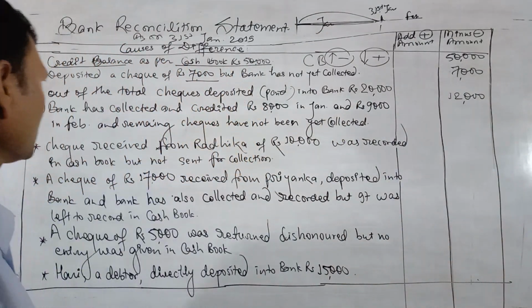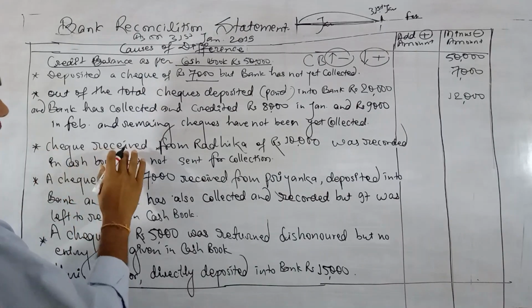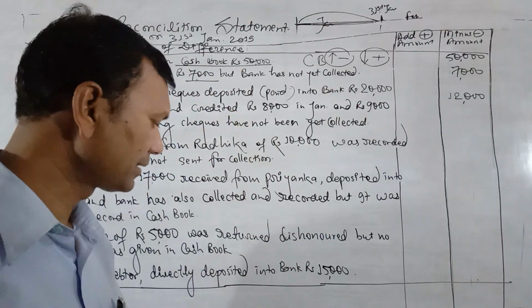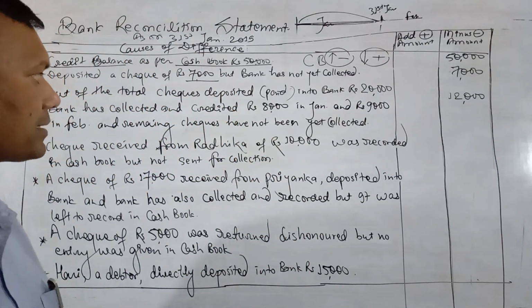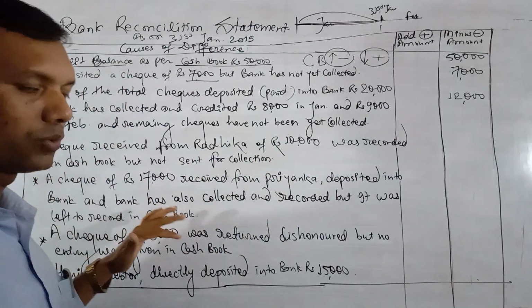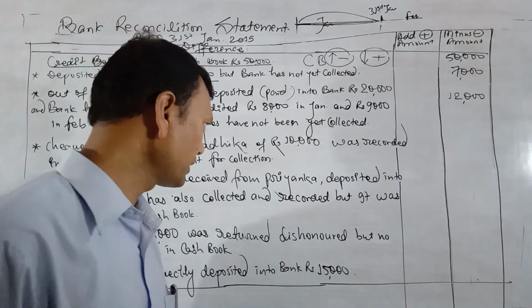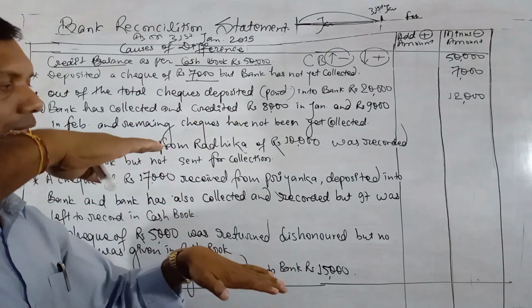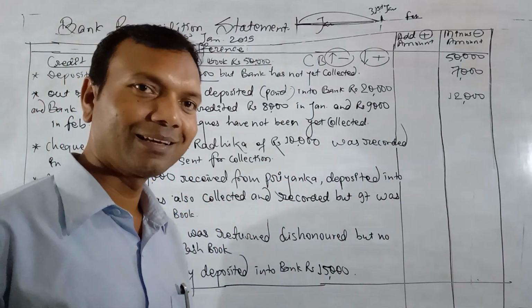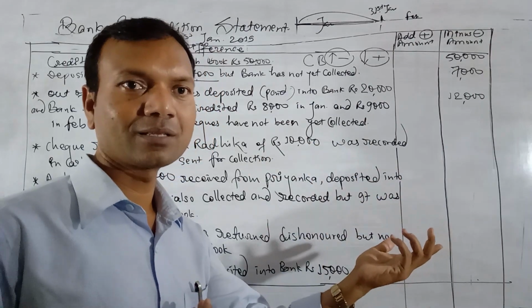Now take a decision for the next question. A check received from Radhika. We have received a check of rupees 10,000 from Radhika and recorded it in the cash book. Whenever we receive a check, we record it, which means we have increased the cash book. But we have not sent it for collection to the bank. Think, we have made a mistake here. We have not yet sent the check to the bank for collection.